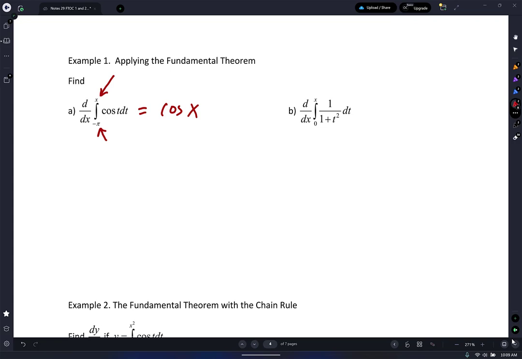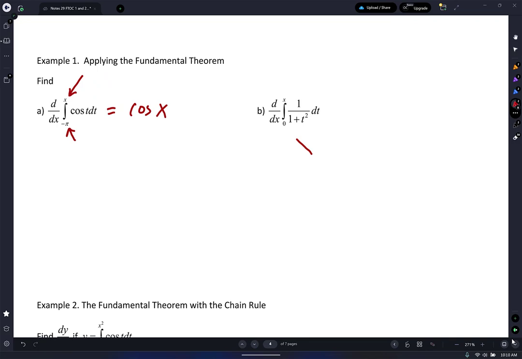That's all you're doing. All right, let's look at the next one. Look at letter B. Do I have a constant in the bottom? Do I have an x at the top? I'm taking the derivative with respect to what? X. Perfect. Everything matches. It's just the inside. Change the t to a what? 1 plus x squared. That's all you're doing. Yay or nay? Yay. All right, let's keep going.